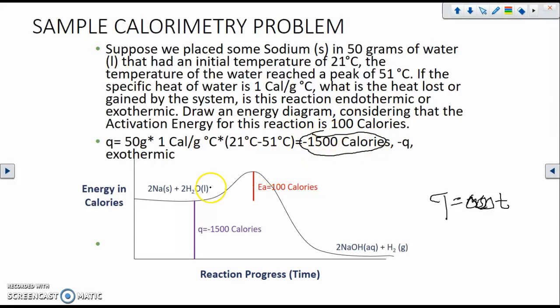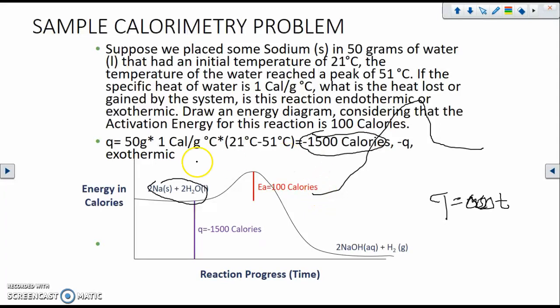This negative number means that it's a downward staircase. If this was positive, it would be the opposite, an upward staircase. And this bump, this input of energy required to actually start this reaction, is given to you in this case, and it's 100 calories. The span of distance between the reactants and products is negative 1500 calories, meaning that this is an exothermic reaction.